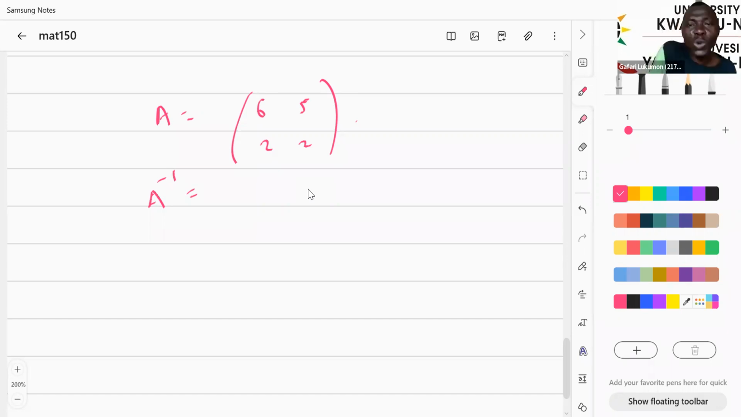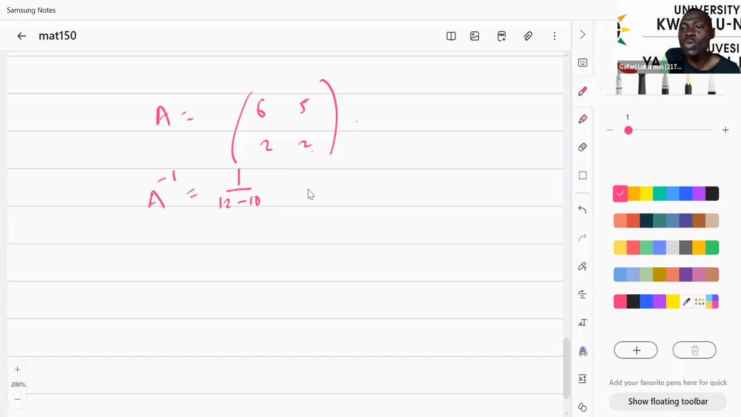Yeah, I want somebody to unmute themselves so that we say it together. That will give me 1 over... Don't be shy, be a friend. So that will be what? 1 over the determinant of A will be what? 6 times 2, 12, minus 5 times 2, 10, right?